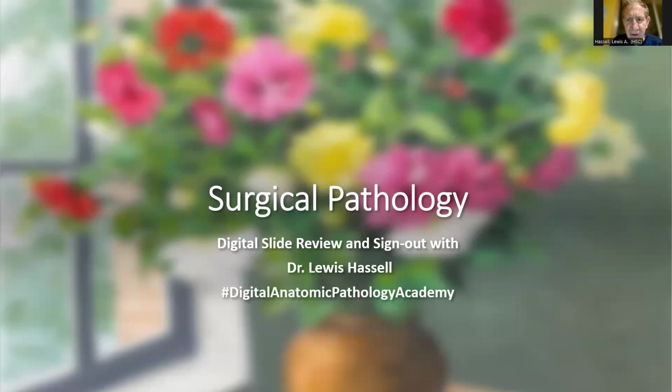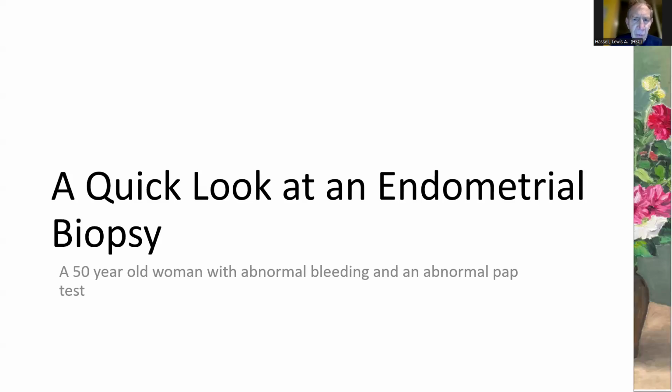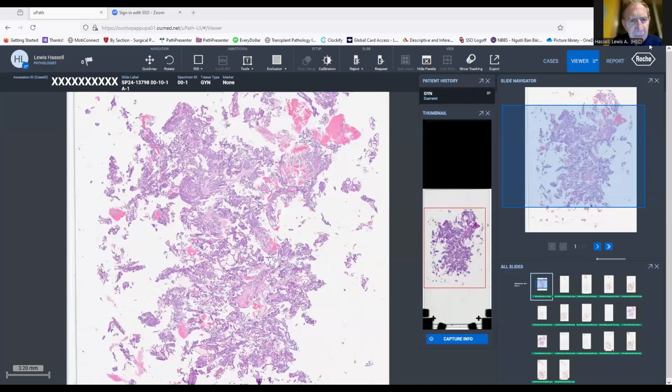So our case today is a quick look at an endometrial biopsy in a 50-year-old woman with abnormal bleeding and an abnormal pap test. I think because of the abnormal pap test, their initial impression was that this might be a cervical cancer or cervical lesion, and so they sent us what was termed a cervical biopsy, probably a curettage.